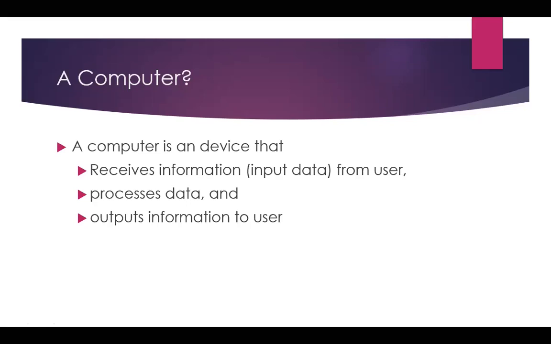The computer processes that information, and then after processing, it provides me information which is output after processing the data. So this is an approximate definition of a computer system.